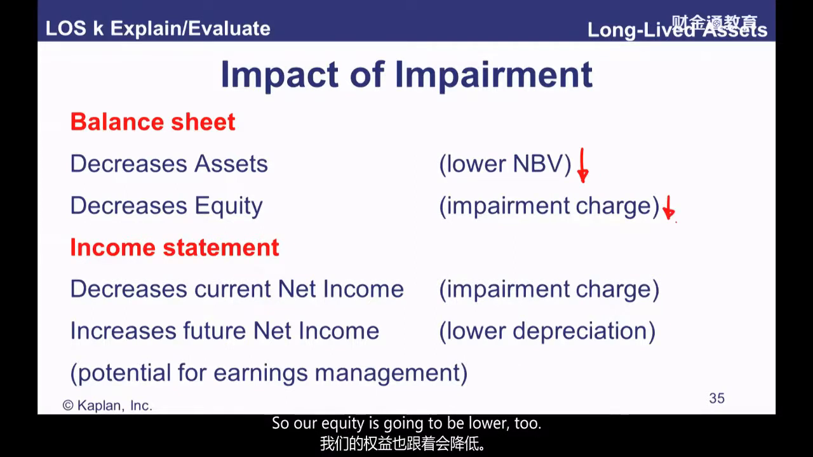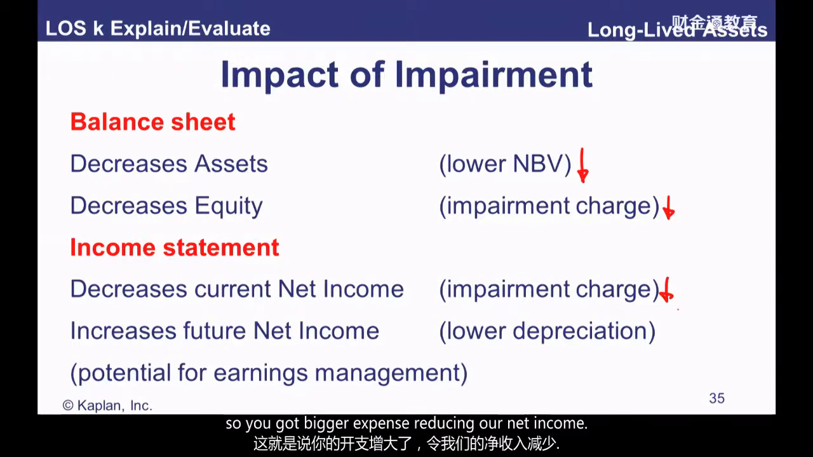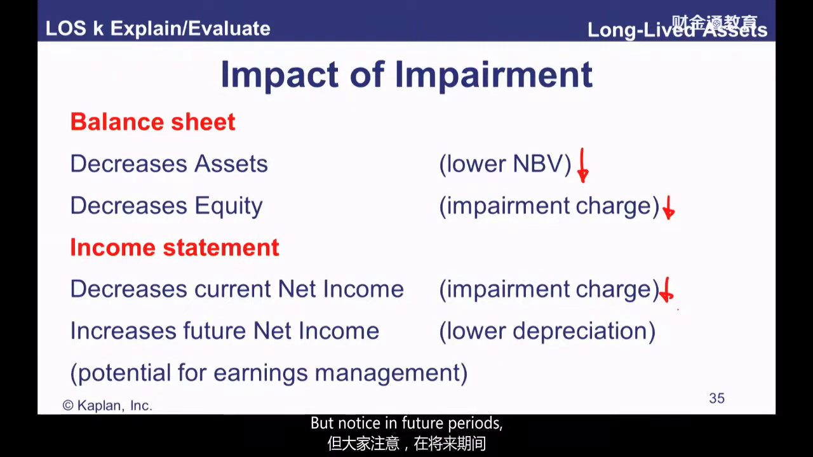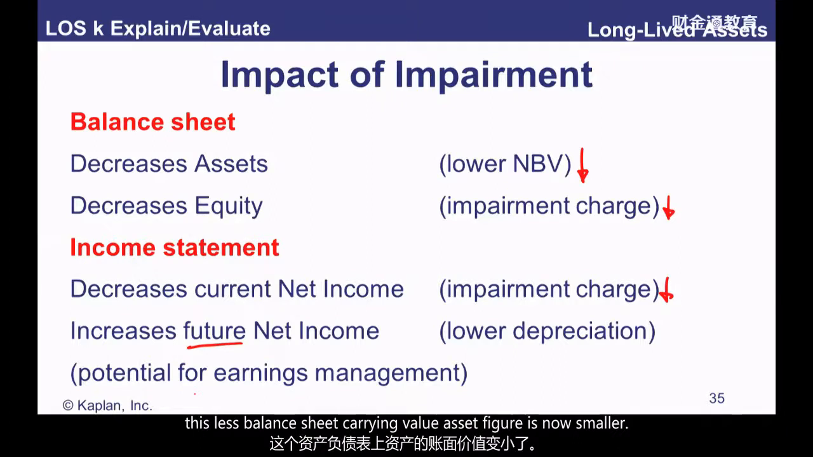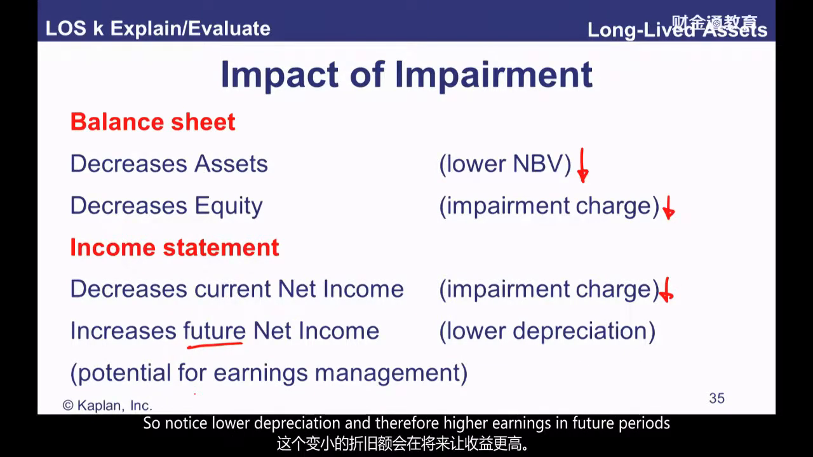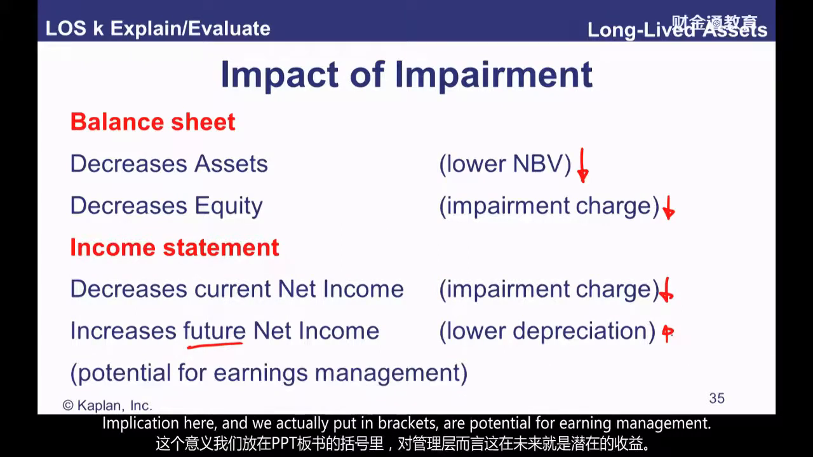So our equity is going to be lower too. In the income statement, remember the impairment charge, an unusual or infrequent item, reduces this year's net income. So you've got a bigger expense reducing our net income. But notice, in future periods, lower depreciation. Why? There's less balance sheet carrying value, the asset figure is now a smaller figure, so less depreciation going forward. So notice lower depreciation and therefore higher earnings in future periods. Implication here, and we've actually put it in brackets, potential for earnings management.